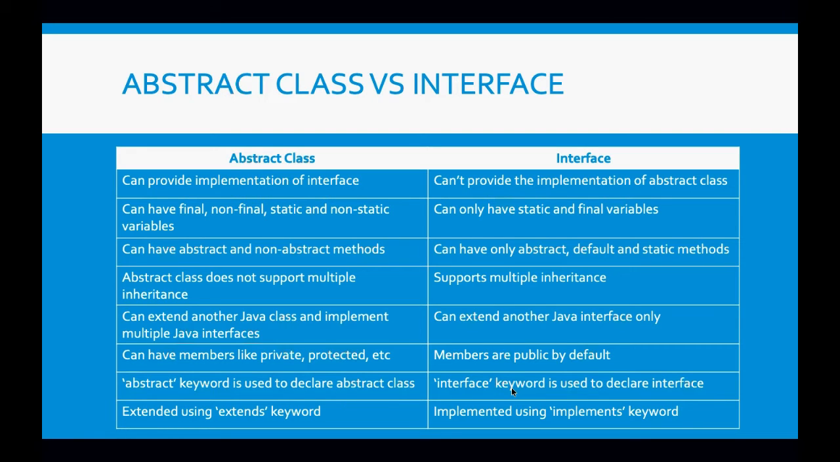In an interface, if you've created it from the IDE as an interface, the interface keyword is added for you. But if you want to change something to an interface, you have to put the interface keyword. And it's extended using the extends keyword. It is implemented using the implements keyword.